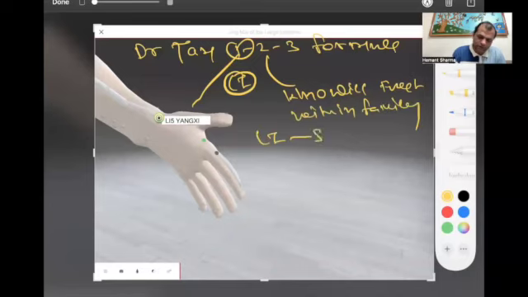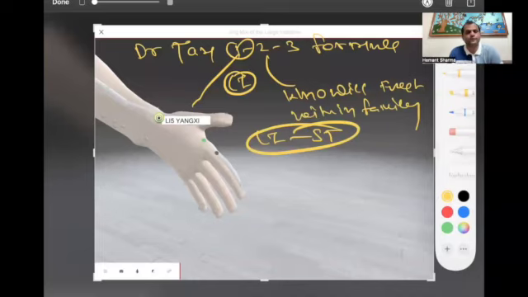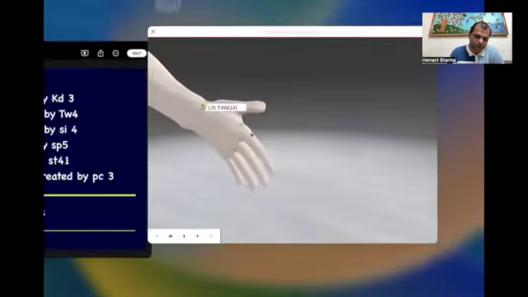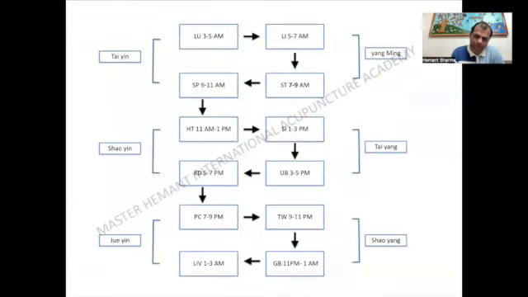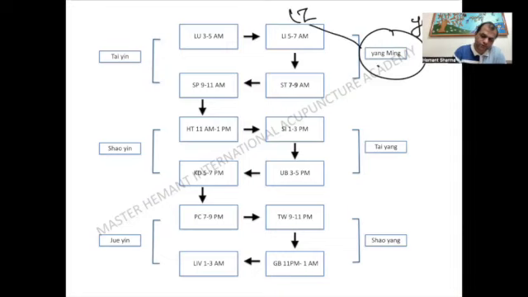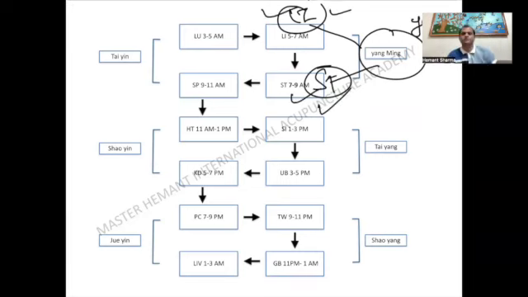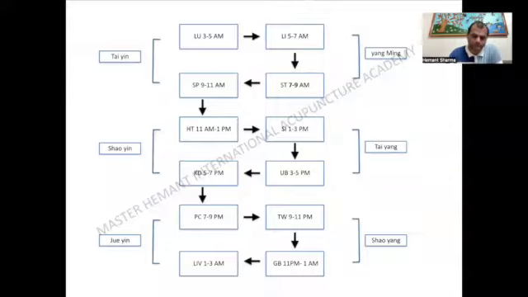So large intestine and stomach belong to one family. So we have to take the support. If there is a problem in the large intestine, we'll take the support of the stomach. So we can see here, Yang means large intestine and stomach. If the problem is in the stomach, we'll take the support of the large intestine. So now we are having pain in the LI5, we'll take the support of the stomach. So stomach will treat.